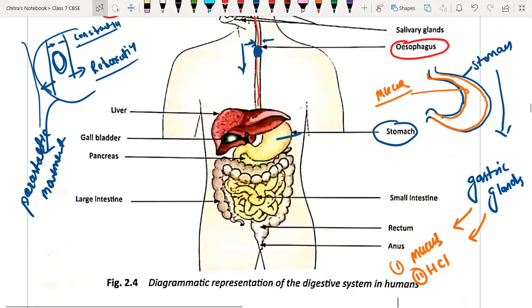We know our body works at a pH level of 7.4, which means our body's pH is basic in nature. But in the stomach we have HCl, so it is acidic in nature. Due to the action of acid, the inner lining wall of the stomach may get damaged. So the mucus protects the inner lining wall of the stomach from the action of hydrochloric acid. Understood, everyone? Now, the third product is called pepsinogen.